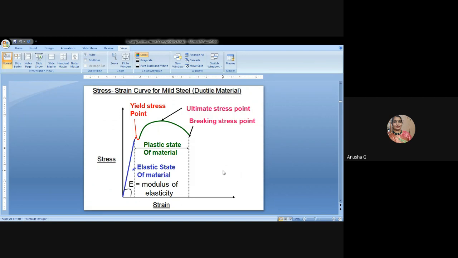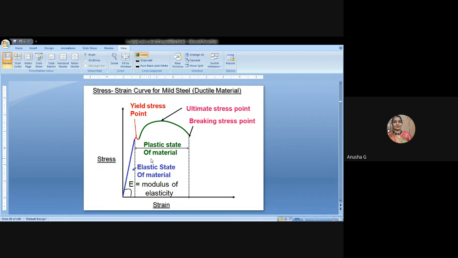Here you can see on the left side there is the stress, on the horizontal it is the strain. If we are increasing the load, you can observe the stress strain curve diagram here. Up to a certain limit, it is the elastic limit. Then it will change at the yield point, the yield stress point. After the yield stress point, it changes to the plastic state of the material. Then a breaking point will be observed. In the plastic state of the material you can also observe the maximum value, that will be the ultimate stress point, which we can observe here at the top.